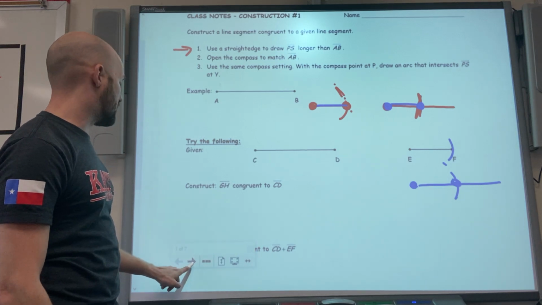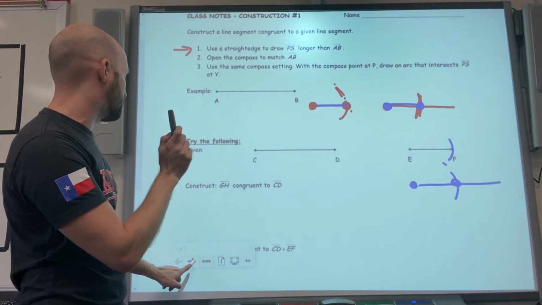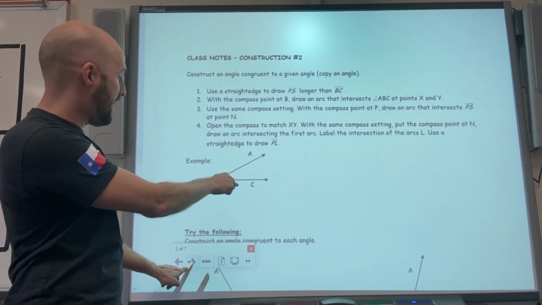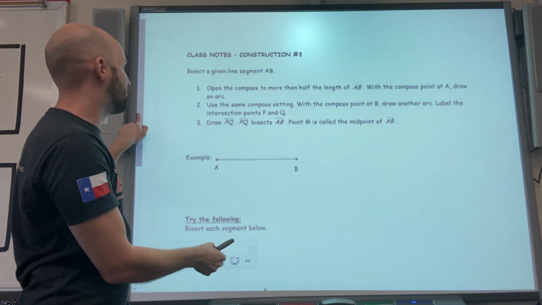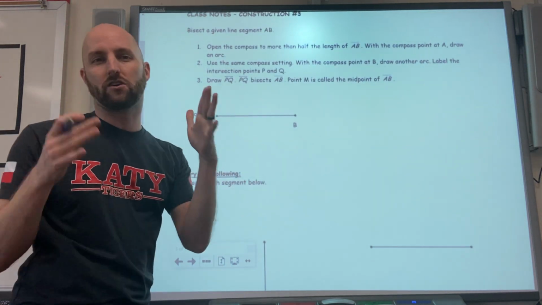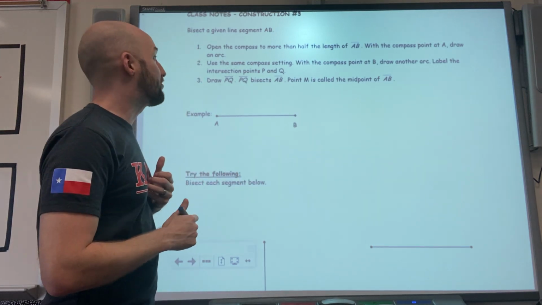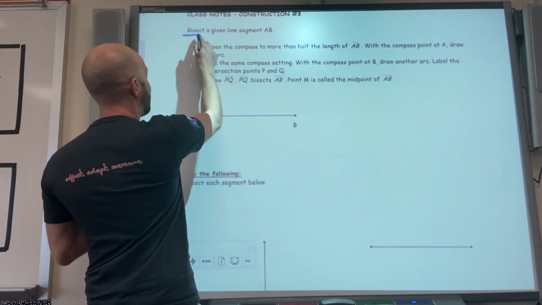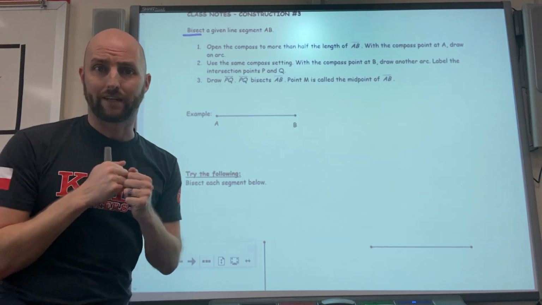The next thing that I'm going to actually do is skip. So this is construction number one. I'm going to skip past the angle and go to the second construction that also deals with a segment. So I like doing the two segments together. This one, the goal is to bisect or cut this segment perfectly in half.